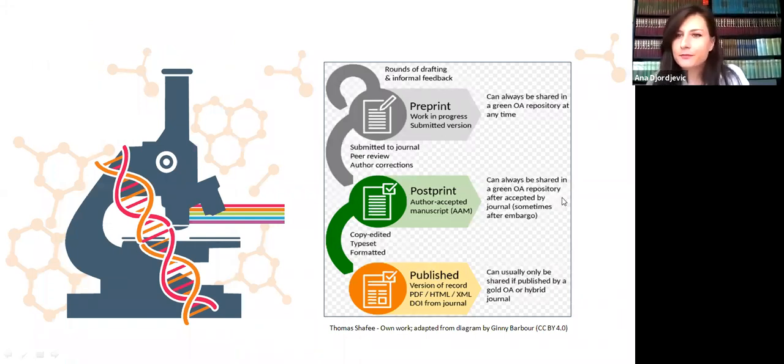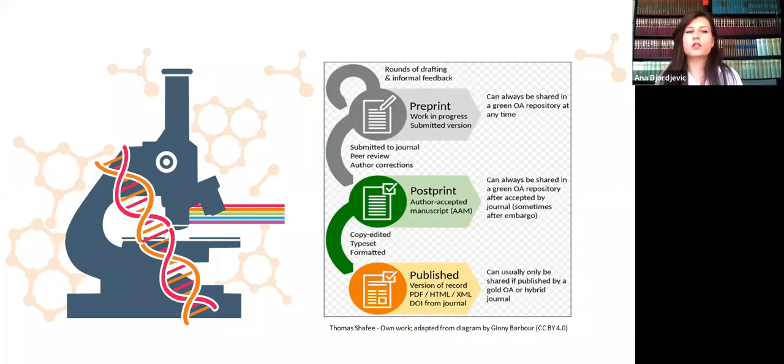It is a typical publishing workflow for an academic journal article. As you can see here, we have the preprint, the submitted version, the postprint, the author accepted manuscript, and the published version with open access rights as described in Sherpa Romeo. In this workflow, we have three versions of the manuscript.